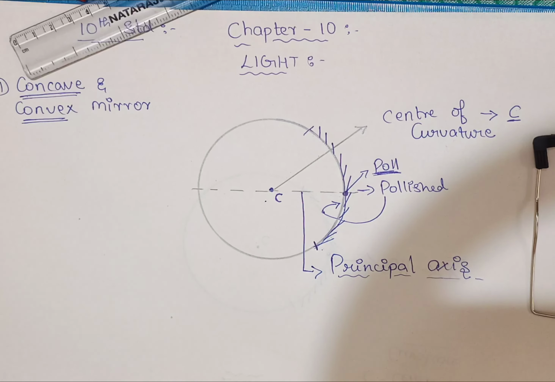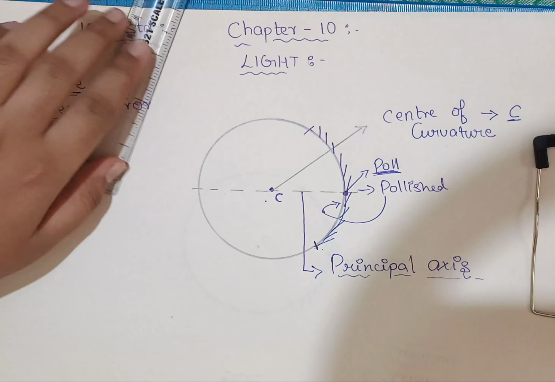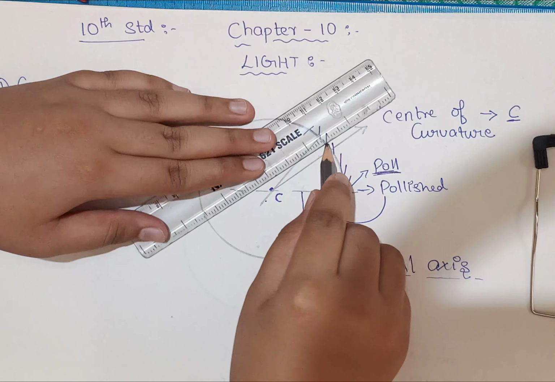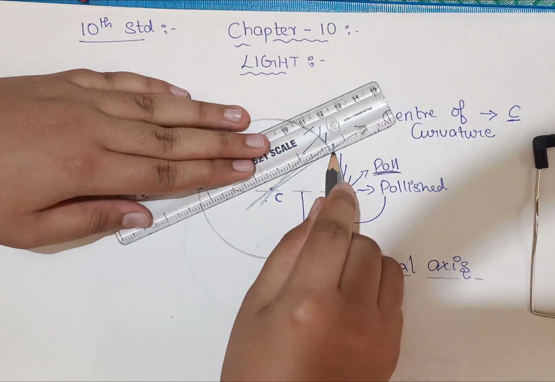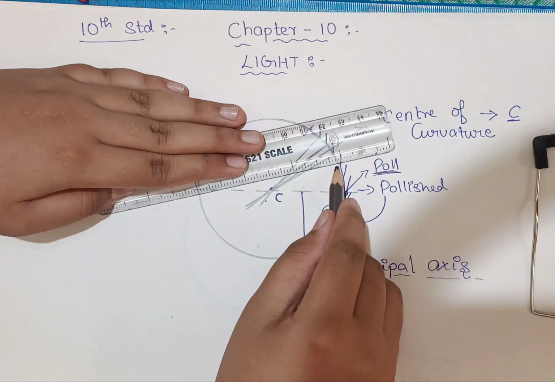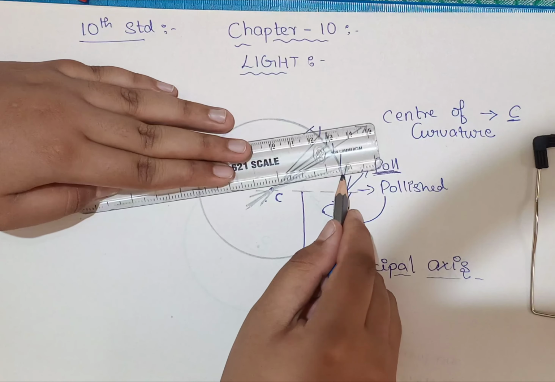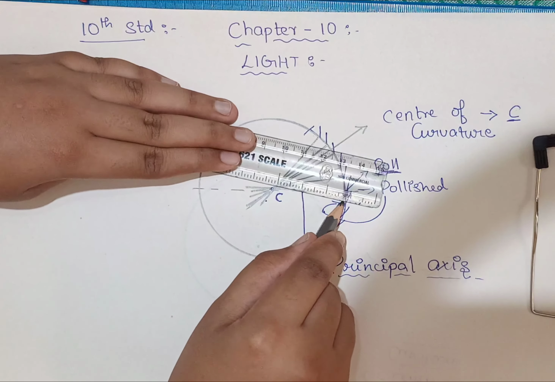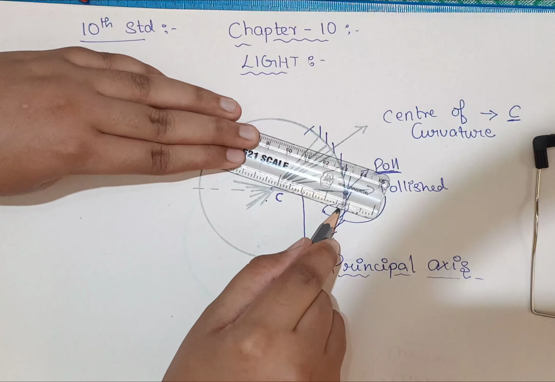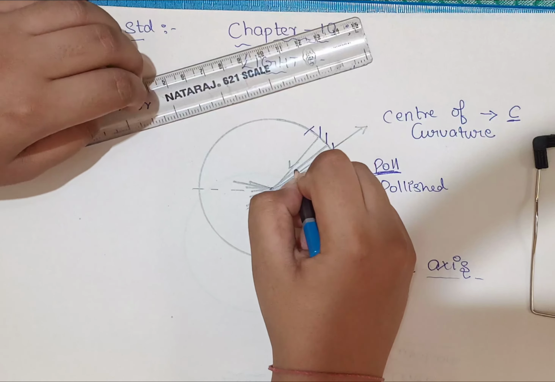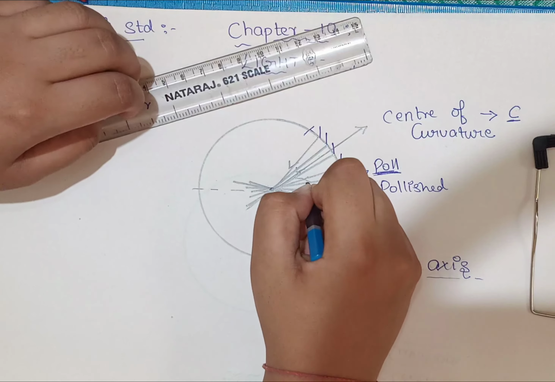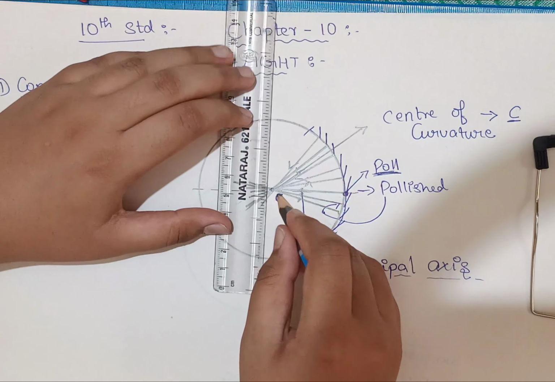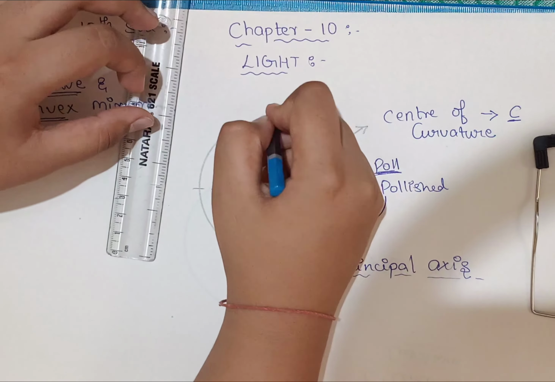And the reflecting rays, there must be reflecting rays, right? See, as we all know, light travels in a straight line. So these are the reflecting rays. The rays which are meeting at the point of center of curvature. This is the center of curvature.